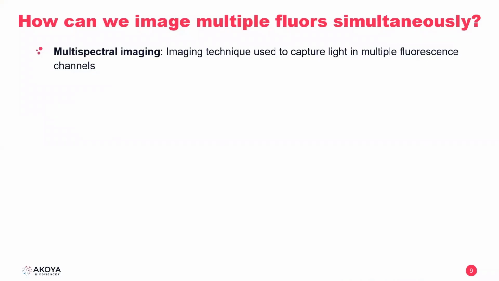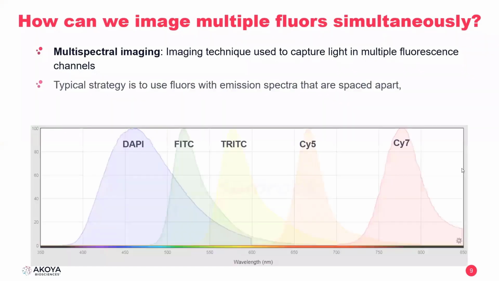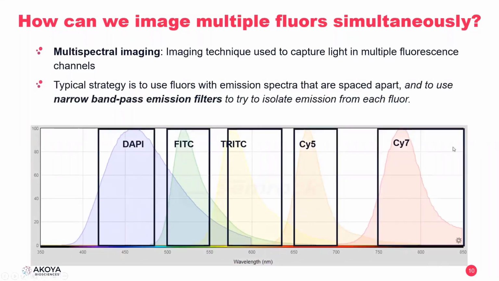So our goal with the Phenoptics instruments is to produce highly quantitative data from up to 8 markers as quickly as possible. So how can we image up to these 9 fluors at the same time? Our multispectral imaging strategy is what makes the Polaris different and more robust than other fluorescent slide scanners. Typically, when people do this kind of work, the strategy is to use fluors with emission spectra that are spaced far apart, and then to use narrowband emission filters to try to separate the fluorescence from each marker.